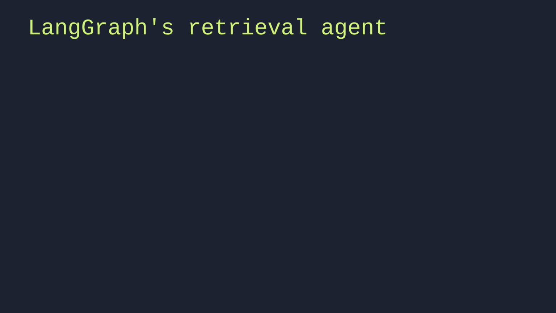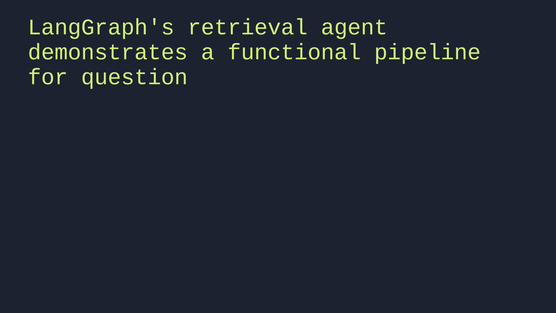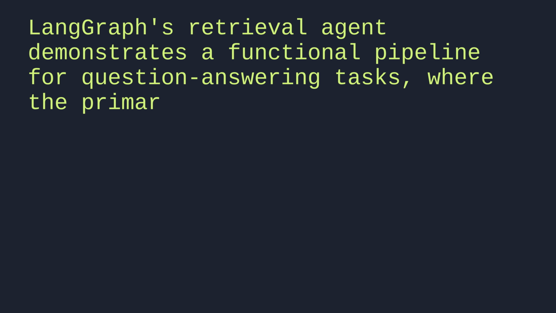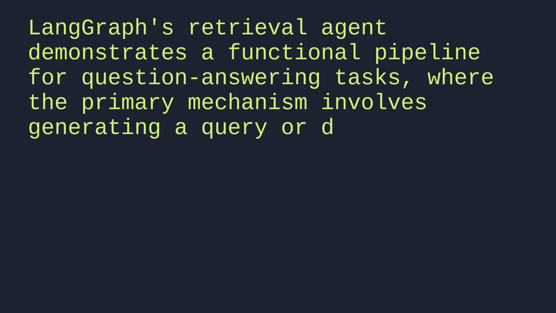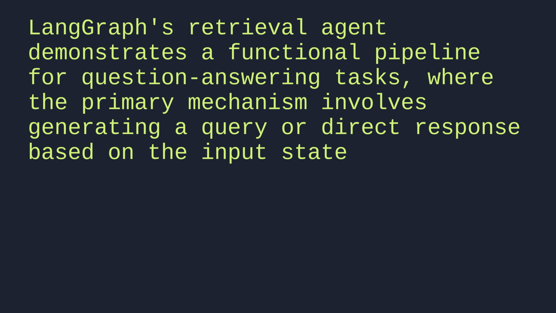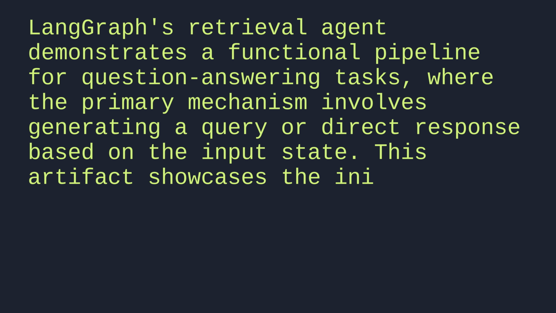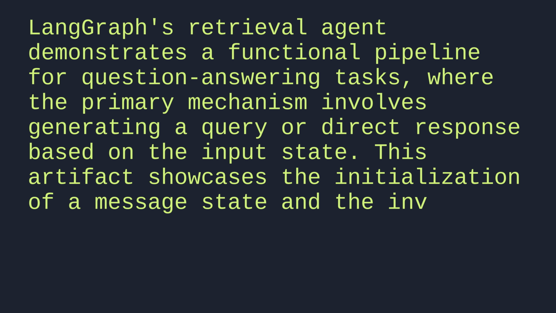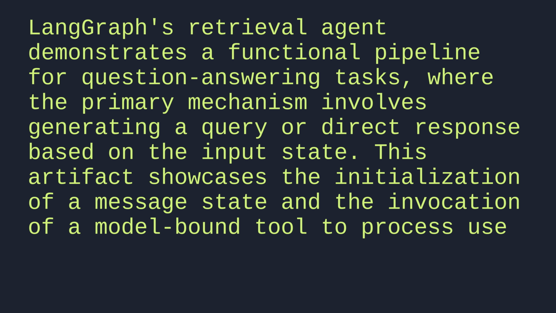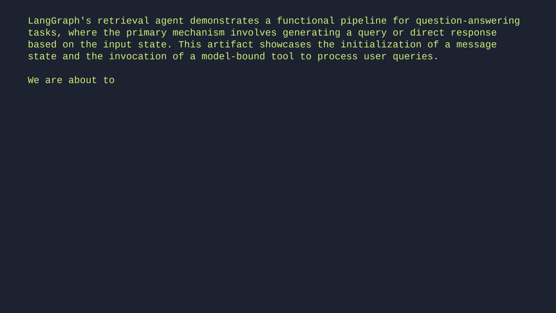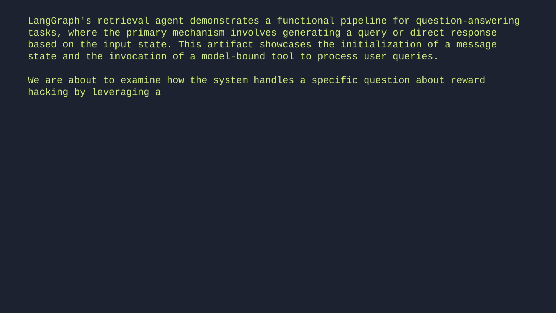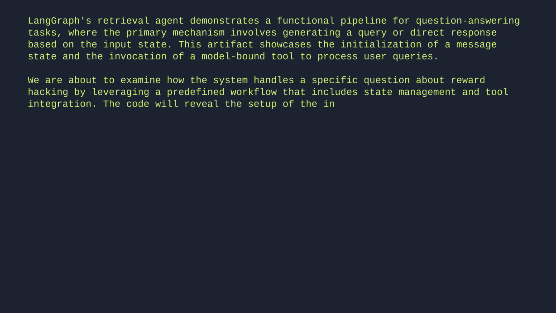LangGraph's retrieval agent demonstrates a functional pipeline for question-answering tasks, where the primary mechanism involves generating a query or direct response based on the input state. This artifact showcases the initialization of a message state and the invocation of a model-bound tool to process user queries. We are about to examine how the system handles a specific question about reward hacking by leveraging a predefined workflow that includes state management and tool integration. The code will reveal the setup of the input structure and the execution of a query response cycle.